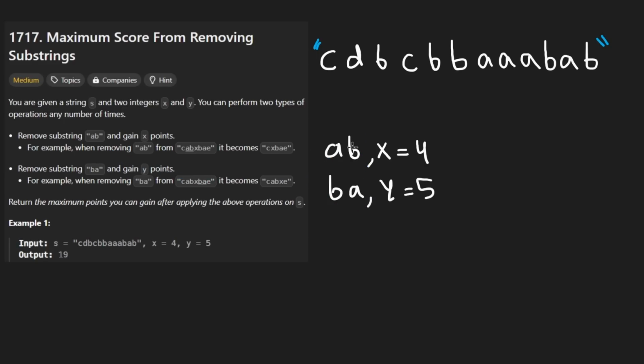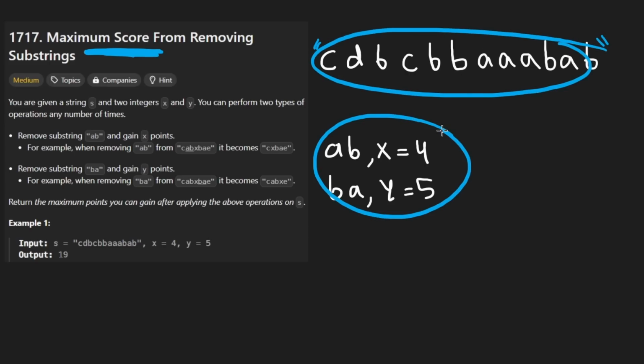So the idea is that by removing this substring from the input string, so suppose from over here, we gain a score of 4. By removing this string BA, suppose from over here, we gain a score of 5. We want to try to maximize the total score that we can get, and then just return that score, not the string after making the removals, just the score.